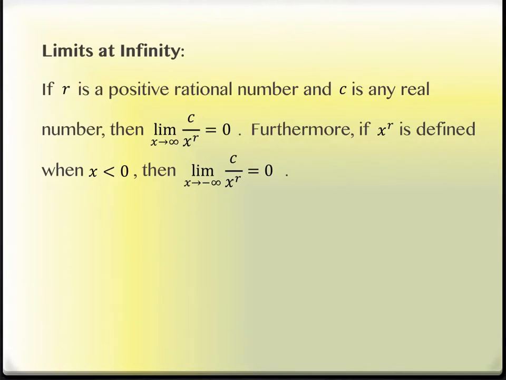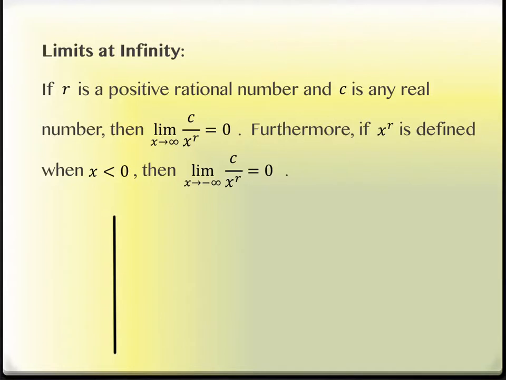Limits at infinity. If r is a positive rational number and c is any real number, then the limit as x approaches infinity of c over x to the r is equal to 0. Furthermore, if x to the r is defined when x is less than 0, then the limit as x approaches negative infinity of c over x to the r is equal to 0. All this is saying is that if you divide by something getting infinitely large or infinitely small, it's going to become 0. Now let's talk about a visual on this one, because I keep saying I'm going to do it and I haven't done it yet.